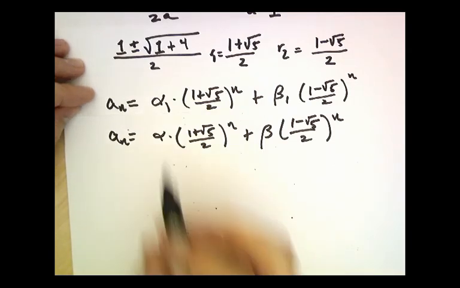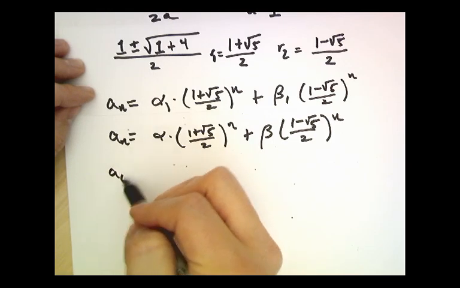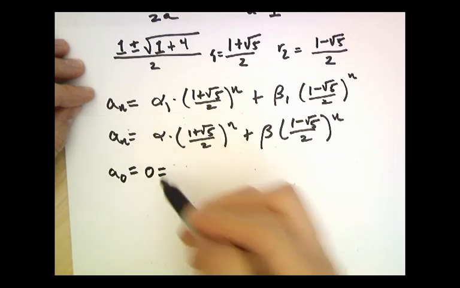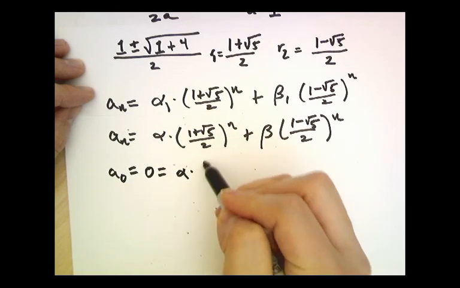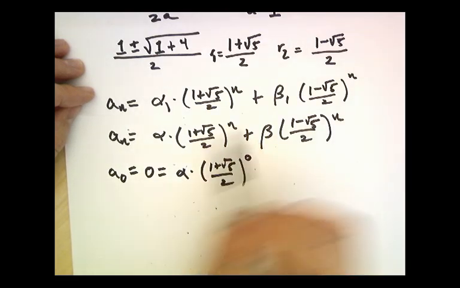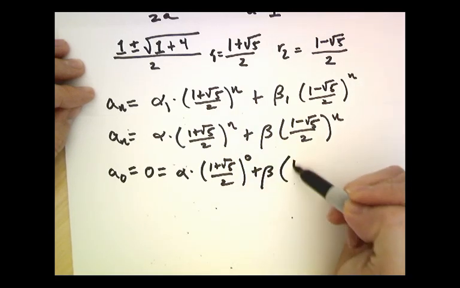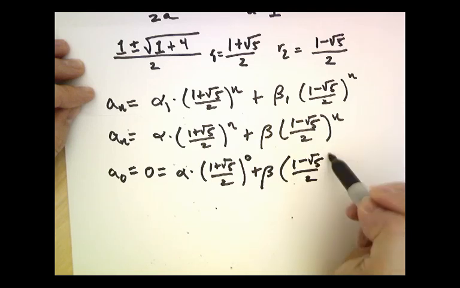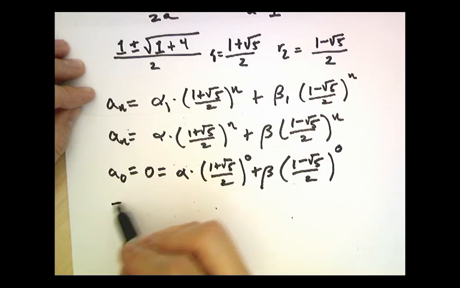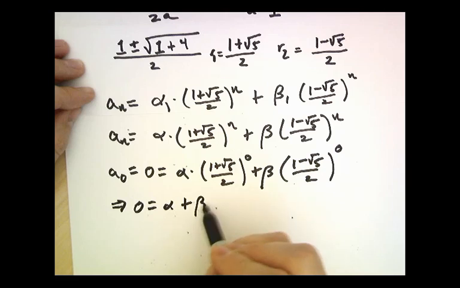And we can use the initial conditions. So we know that a0, the first term of the sequence, which is 0, is going to be equal to alpha times 1 plus the square root of 5 over 2 raised to the 0, because we've chosen n to be 0, plus beta times 1 minus root 5 over 2 to the 0. Now anything to the 0th power is 1, so this implies that 0 equals alpha plus beta.